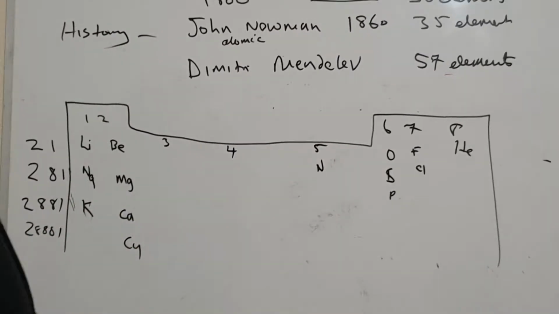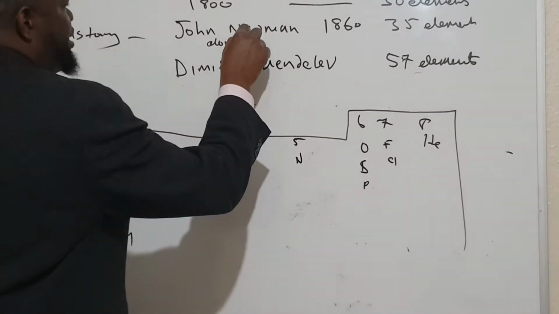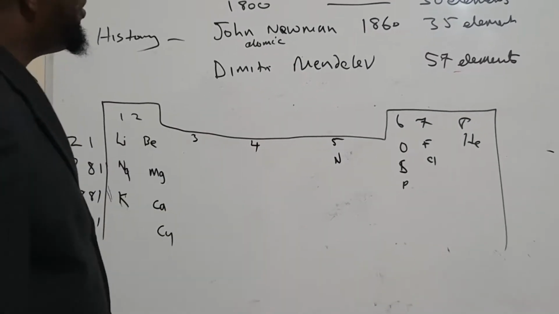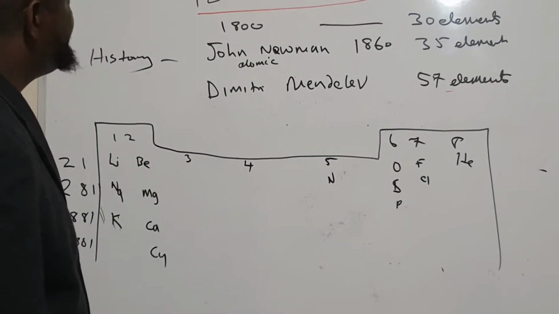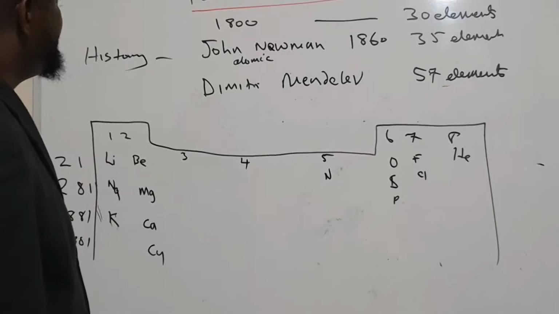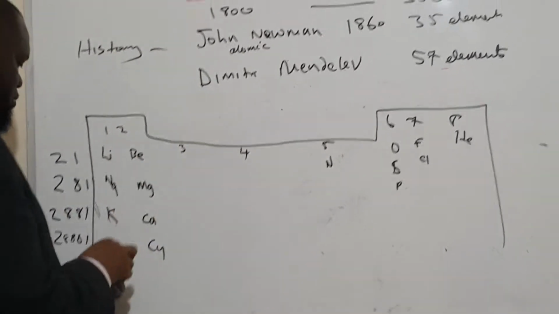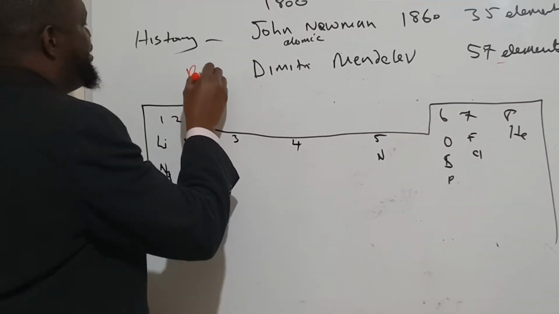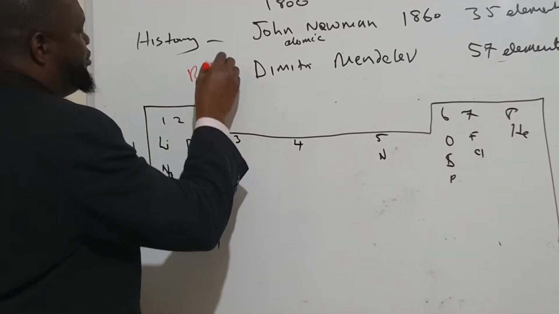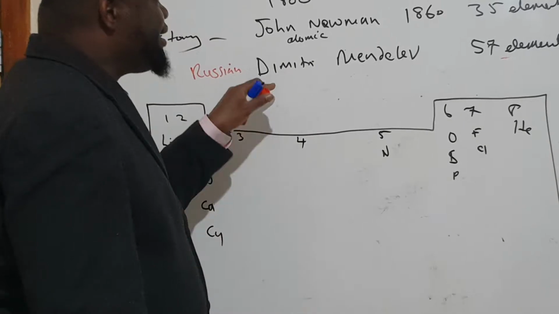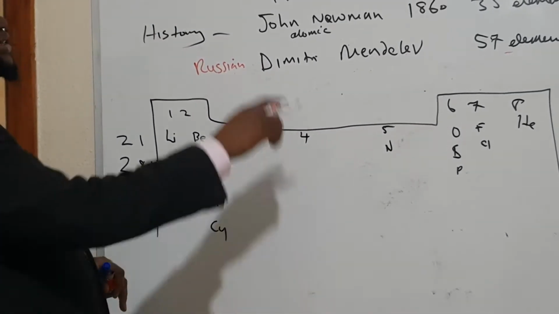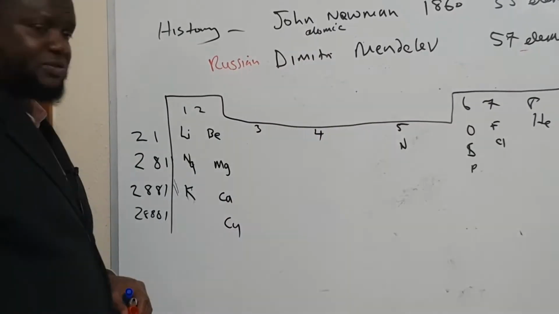John Newlands was a British guy. Now, there came, in 1869, this Russian guy. Even the name can tell you that he's a Russian, isn't it? The Russian guy came. By that time, about 57 elements had been discovered.